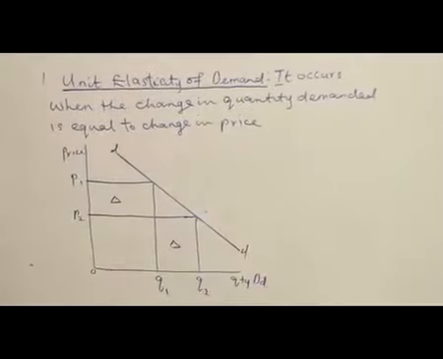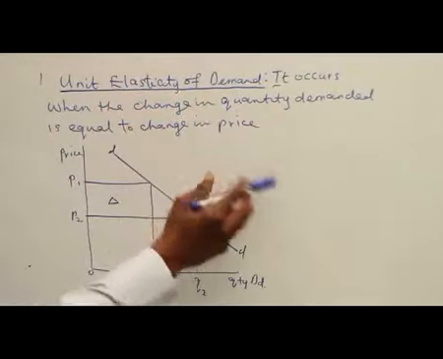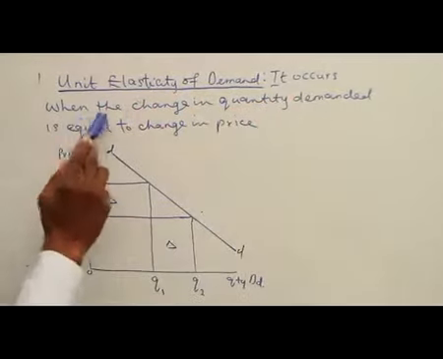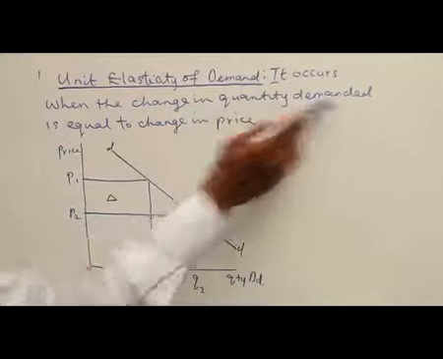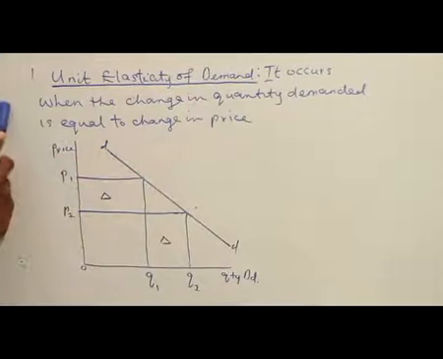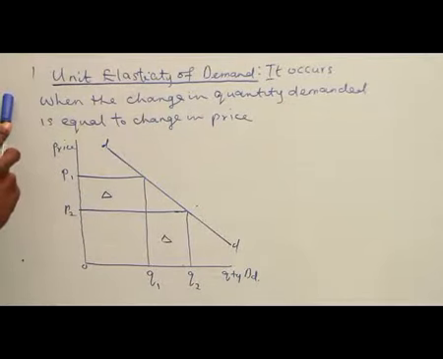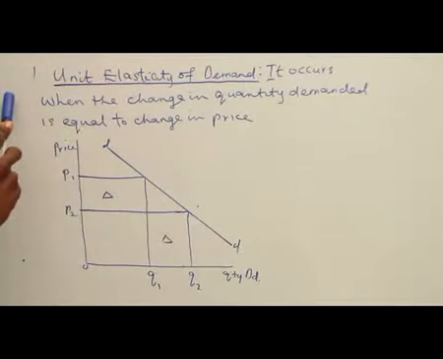Number one, unit elasticity of demand. It occurs when the change in quantity demanded is equal to change in price. So when we are talking about unit elasticity, at times you can call it unitary. It's a situation where the change in quantity demanded and change in price happen to be the same.